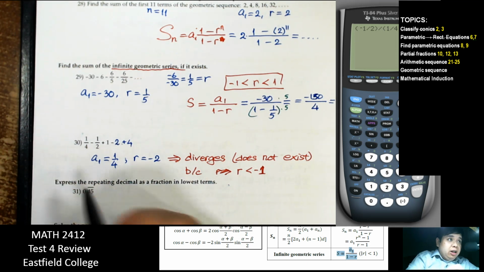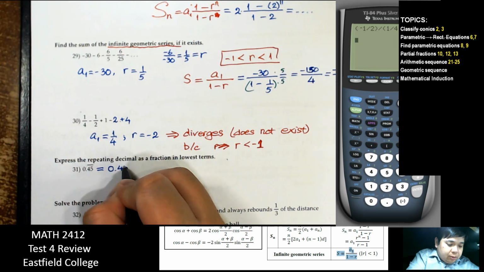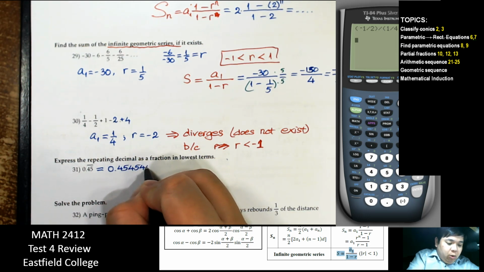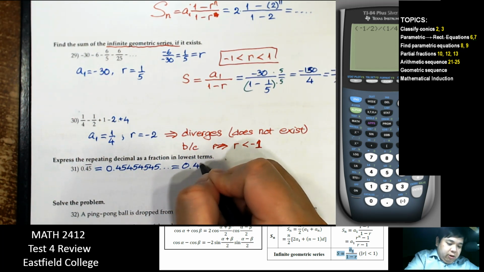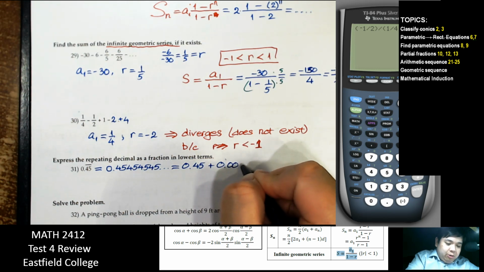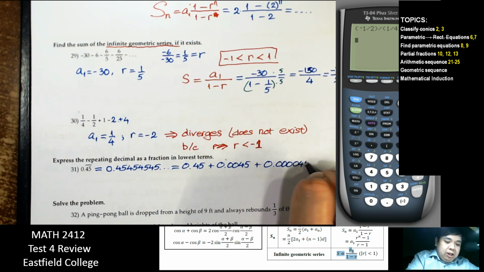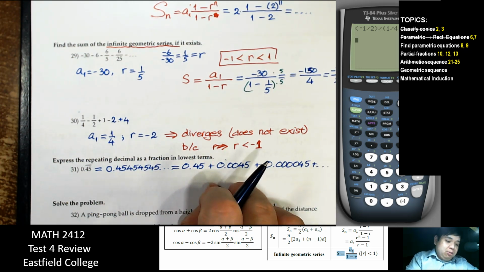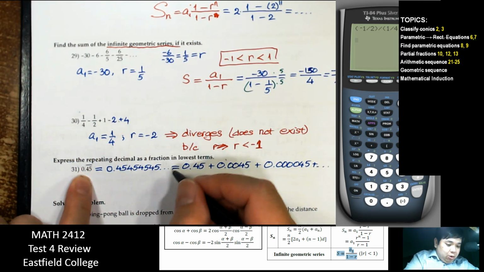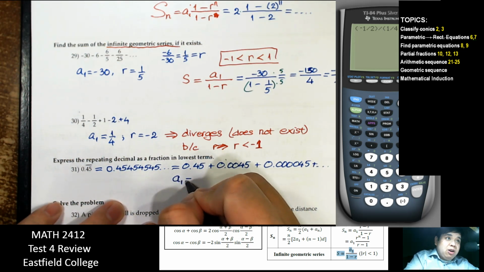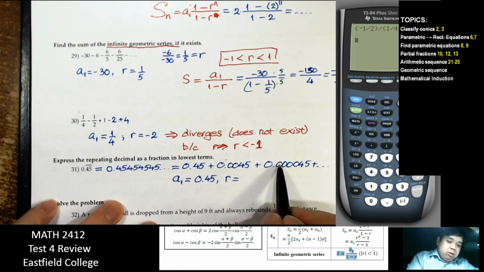The next one we can also do the same way. We can write it like that, or 0.45 plus 0.0045 plus 0.000045. You get the idea. When we add this up, we will have 0.4545 repeating. In this sequence, I will not do it, but I just write out that the first term is 0.45, and for the ratio, we need to divide backward.